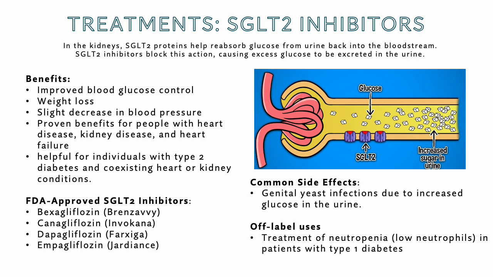SGLT2 inhibitors work by targeting the sodium glucose cotransporter 2 protein in your kidneys. Furthermore, clinical observations and studies have indicated that SGLT2 inhibitors are often associated with weight loss and lower blood pressure. There are also proven cardiovascular and renal benefits in individuals with pre-existing heart disease, kidney disease, and heart failure. This can make this treatment a preferred choice for patients with pre-existing heart and kidney conditions. Off-label, it can be used to help treat low white blood cell counts in patients with type 1 diabetes.